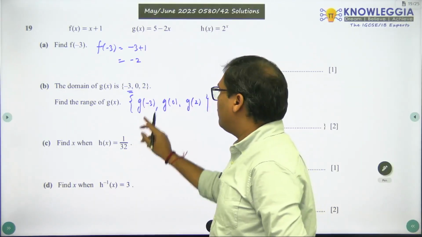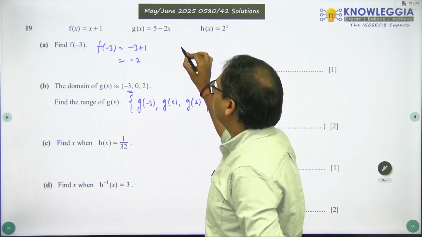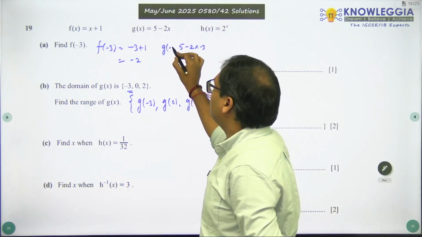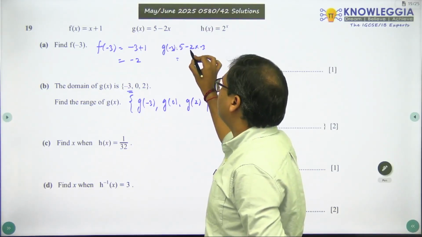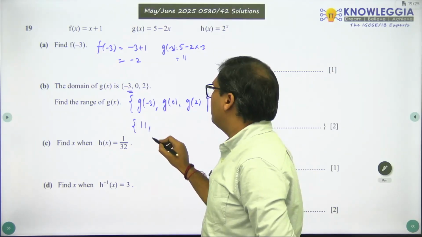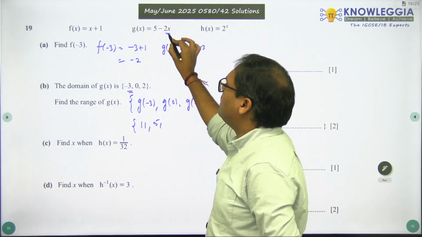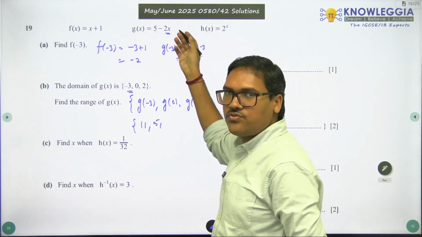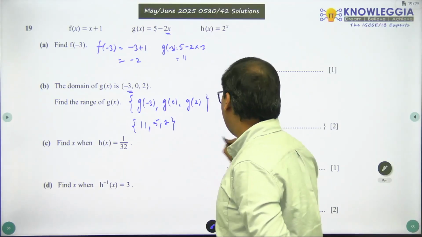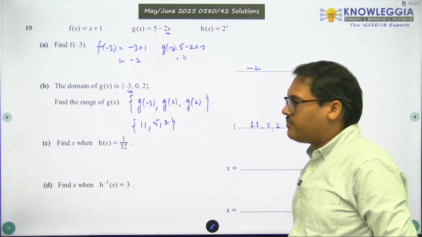Okay. So if I put x equal to -3 here, this is 5 minus 2 into -3. That is g(-3). So you can clearly see this is 5 plus 6, which is 11. g(0), if I put 0, this will become 5. If I put 2 here, this is 5 minus 2 into 2, which is 4. 5 minus 4 is 1. So what is the answer? This is 11, 5, 1. That is the answer for the second.